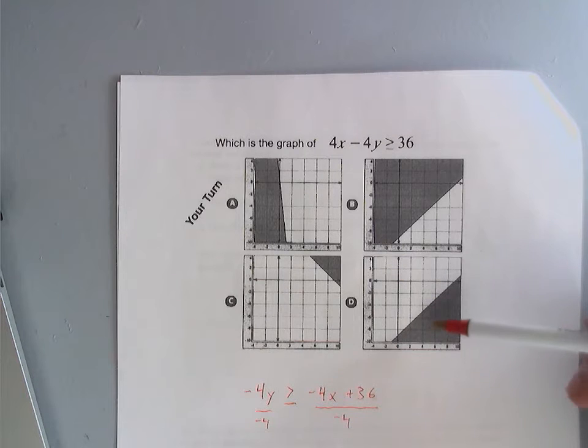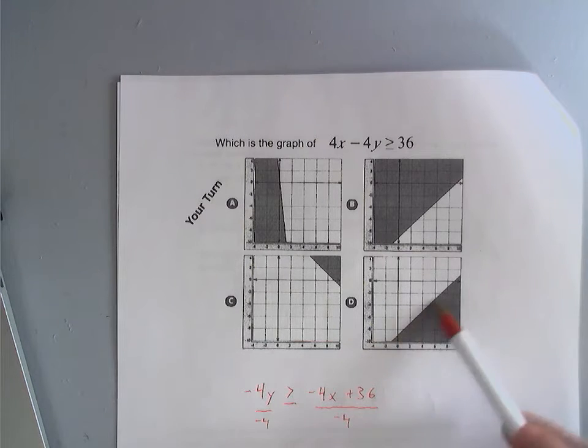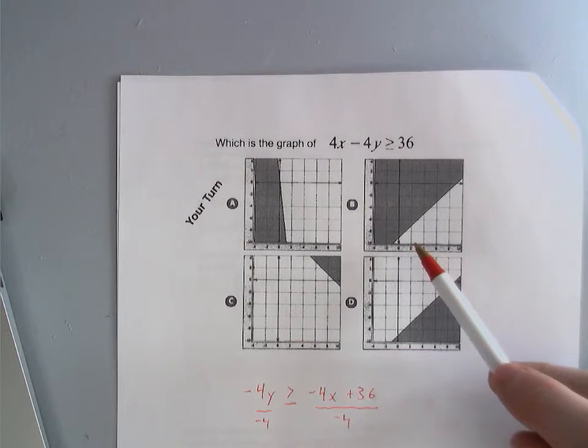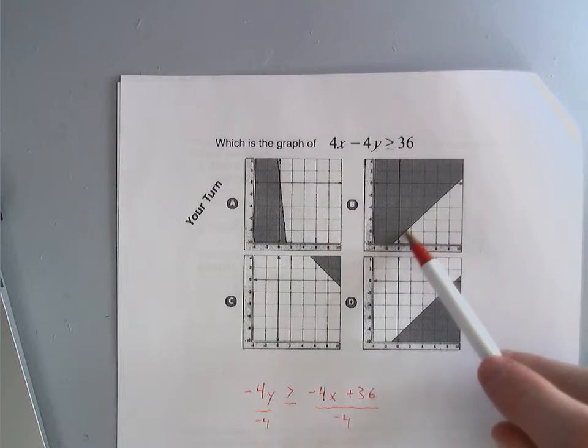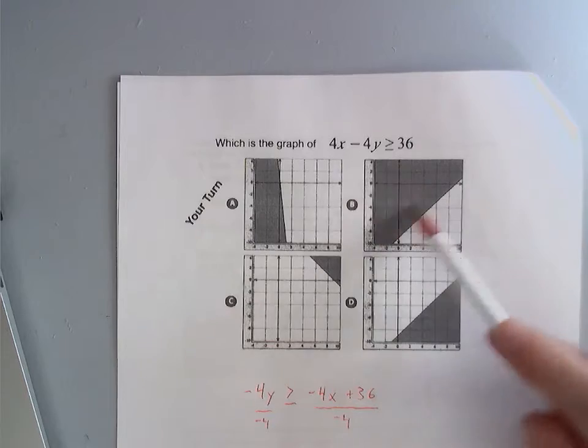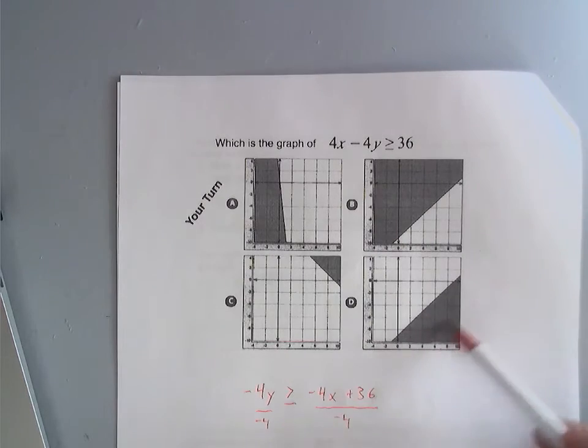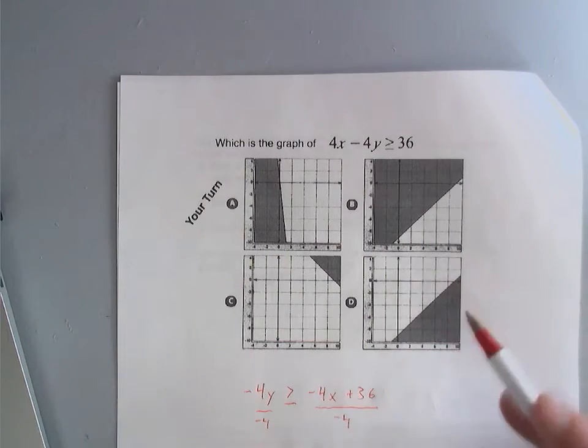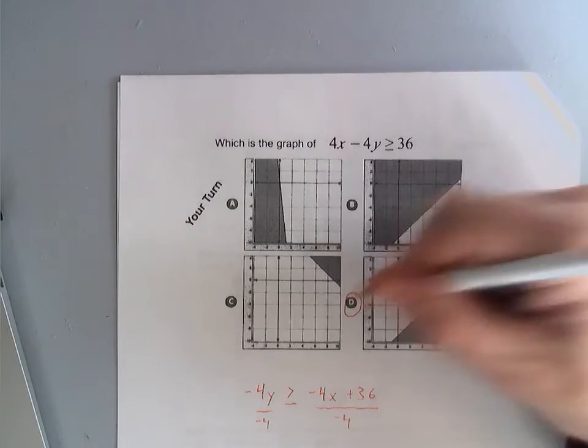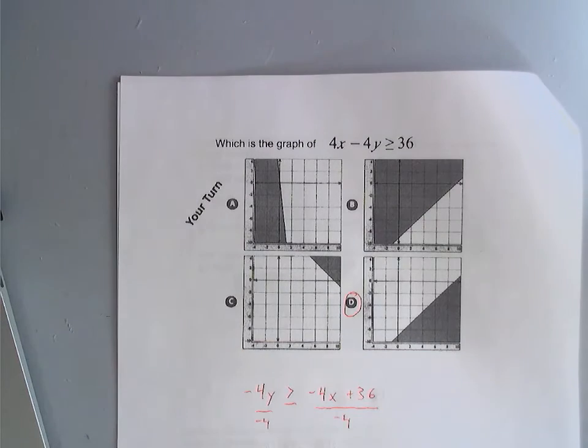And the way we can figure out which one is our answer is, let's look at this. Y has to be less than or equal to all of this. Which of these lines shows things being less than or equal to? Not this one, because it goes above the line. This one goes below. That would be less than or equal to that line. So that means that D is in fact our answer. Okay?